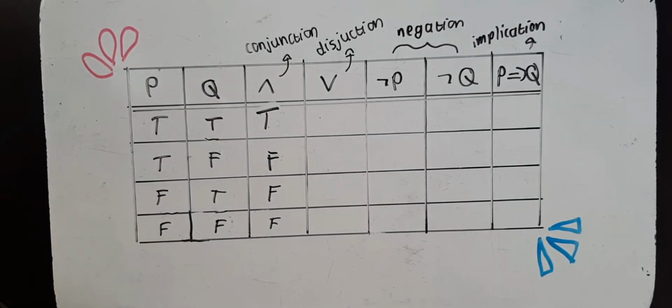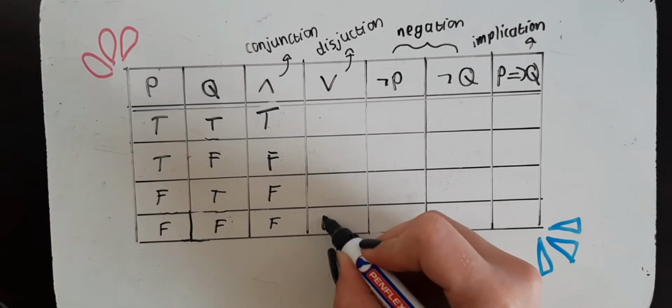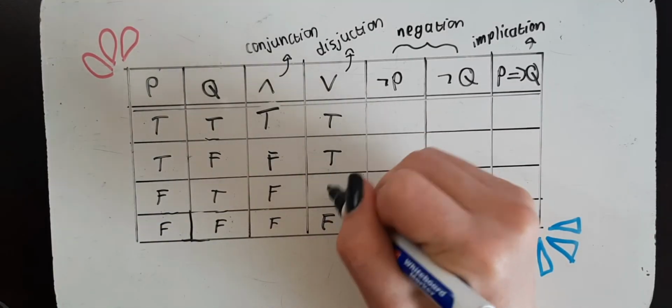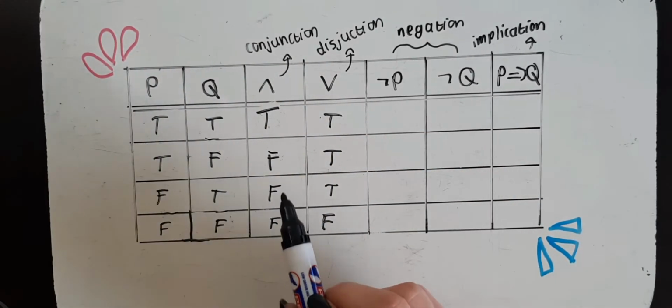A disjunction is the less strict one. So here it is only false if both of them are false. So only the last one will be false. The rest of them will be true because at least one of them is true.